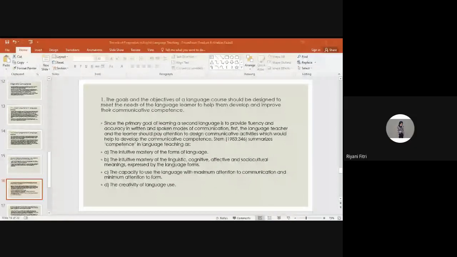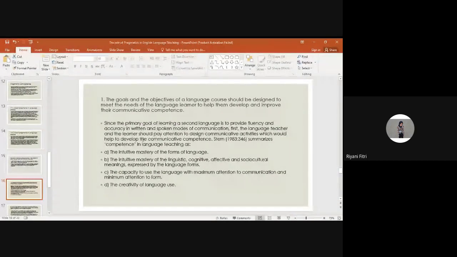The goals and the objectives of language course should be designed to meet the needs of the language learner to help them develop and improve their communicative competence. Since the primary goal of learning a second language is to provide fluency and accuracy in written and spoken modes of communication, first, the language teacher and the learner should pay attention to design communicative activities which would help to develop the communicative competence.